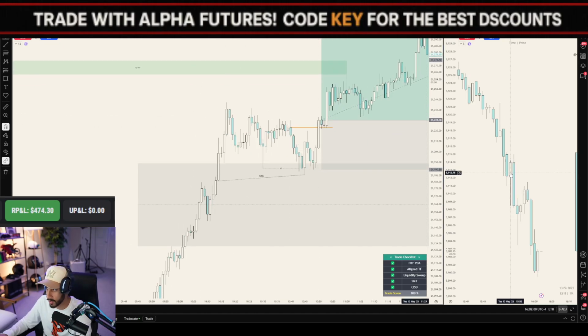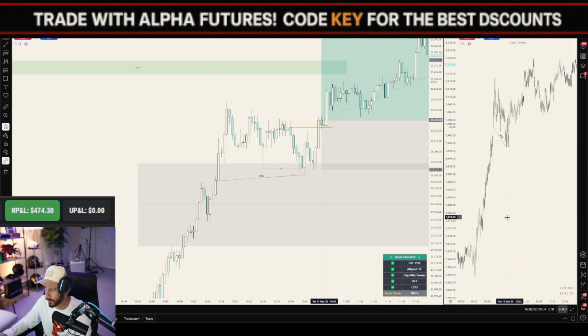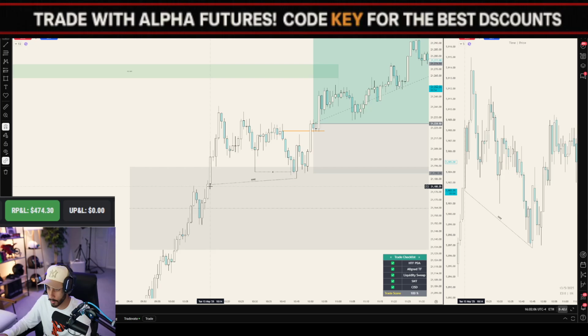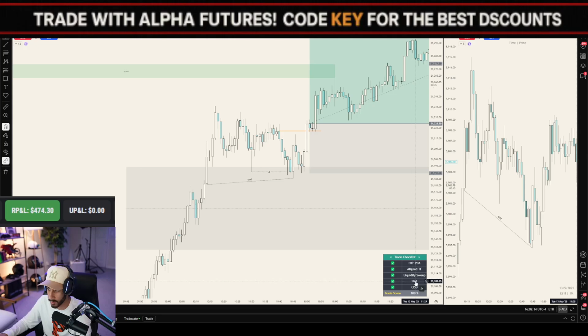Now, as you guys can see, we create SMT with ES, right? ES is on the right-hand side, NQ is on the left. You guys will see this 10:14 a.m. low creates SMT with ES. ES creates the lower low, NQ creates a higher low, right? So there's SMT right there. We have liquidity sweep, that's checked off, and then all we're waiting for is a change in state of delivery.